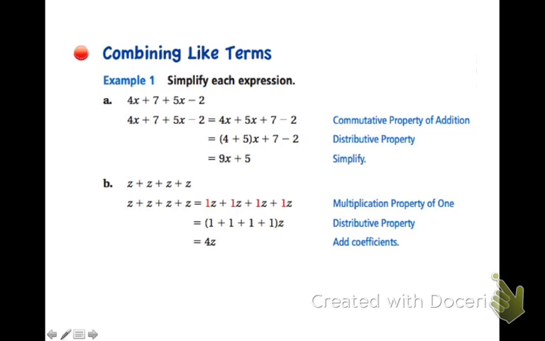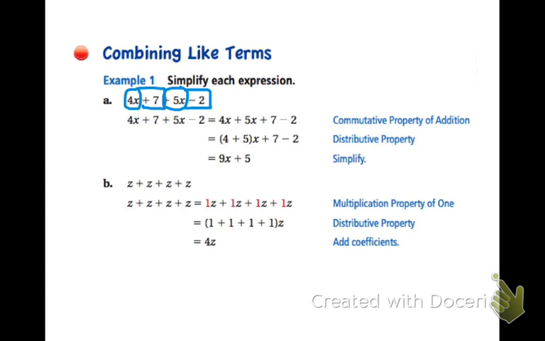So the first thing we're going to look at is combining like terms. The directions are going to tell you to simplify each expression. One way that I've taught you to do this is to circle the like terms, so the 4x and the 5x, and then to put a box around the other terms, which would be the 7 and the -2.